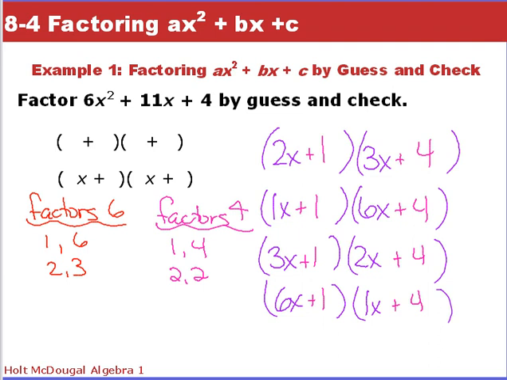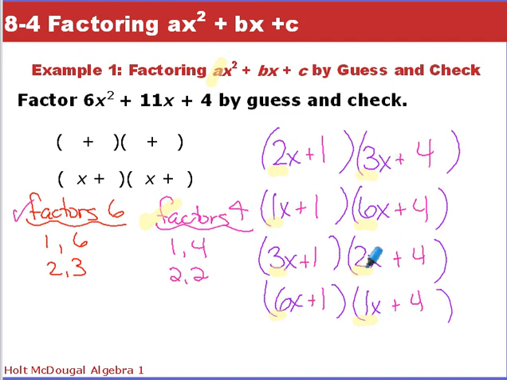So here are the factors for 6. We have 1 and 6, or 2 and 3. Factors for 4, our choices are 1 and 4 and 2 and 2. So now, we need a 6x squared, so we try different combinations. 2x times 3x will give us 6x squared, 1x times 6x will give us our 6x squared, 3x times 2x again, and then 6x times 1x. You notice I just flip-flopped 3x and 2x down here.